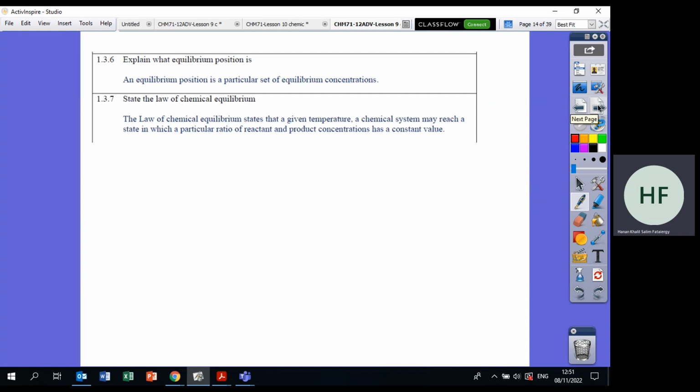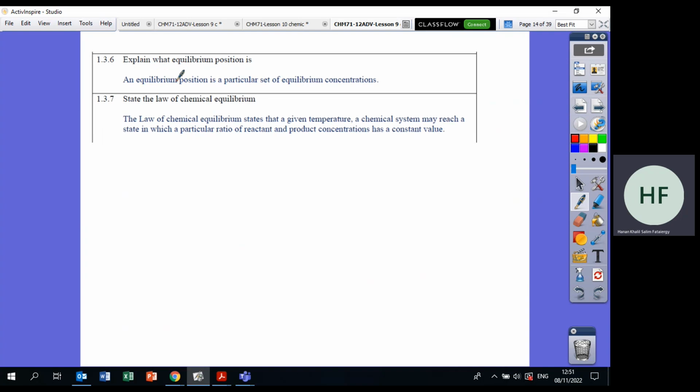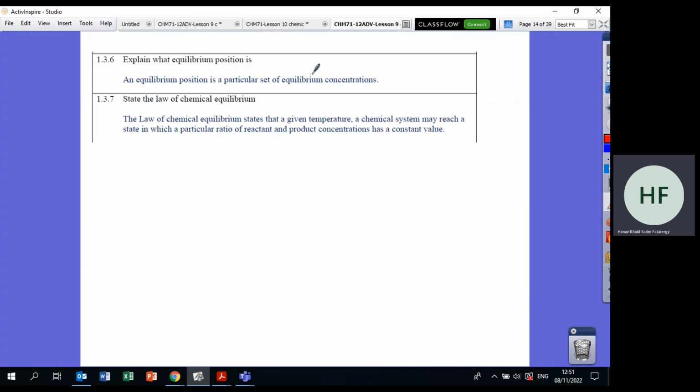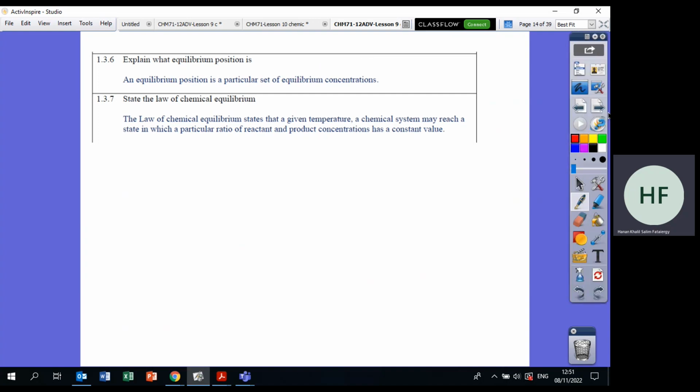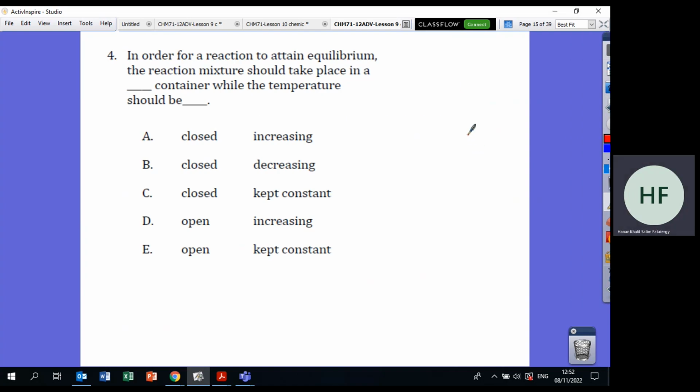Now what is the equilibrium? Now we finished with the theoretical part. Let us start with the calculation part. Okay. The equilibrium position is a particular set of equilibrium concentrations. Now I will show you how we use the equilibrium concentrations to calculate the equilibrium expression. Okay, pause the video and answer this question.